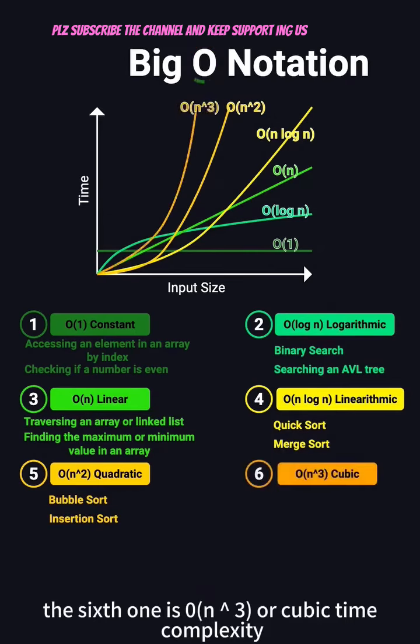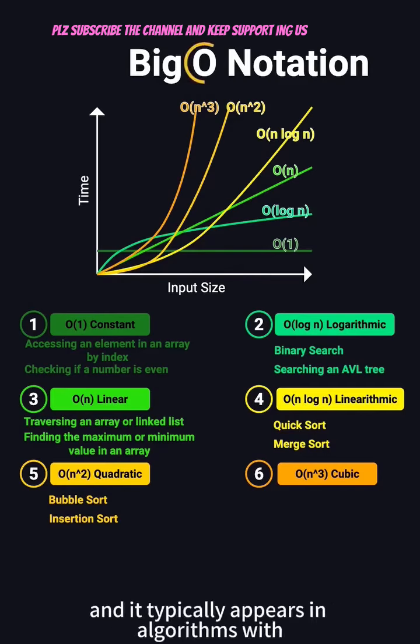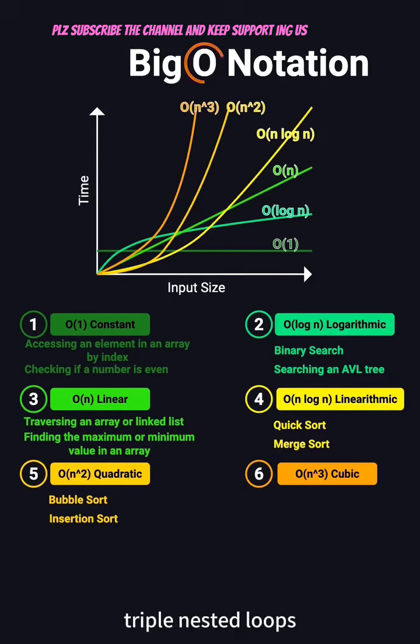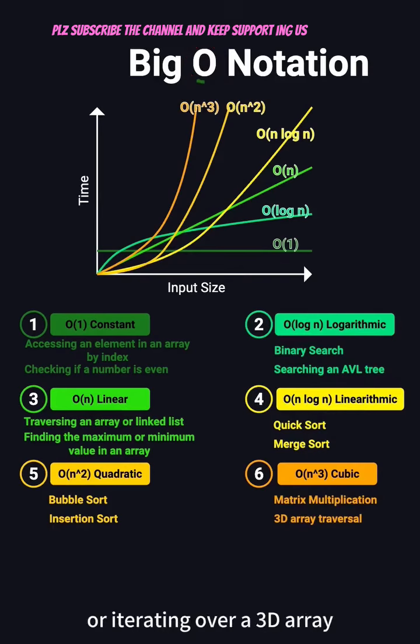The sixth one is O(n cubed), or cubic time complexity. This means the execution time is proportional to the cube of the input size, and it typically appears in algorithms with triple nested loops. A typical example would be matrix multiplication or iterating over a 3D array.